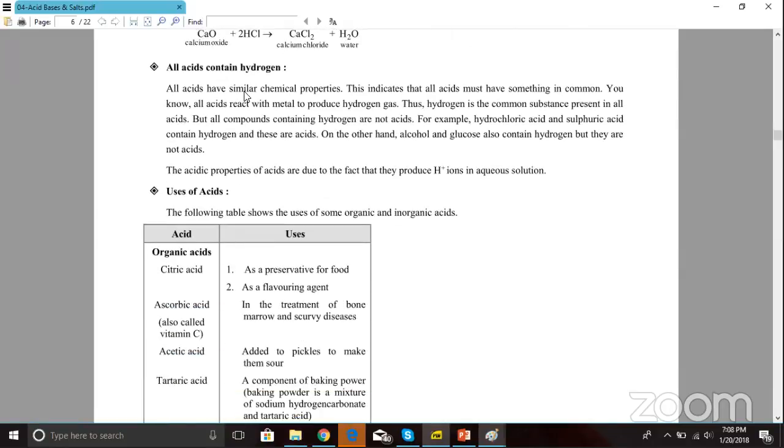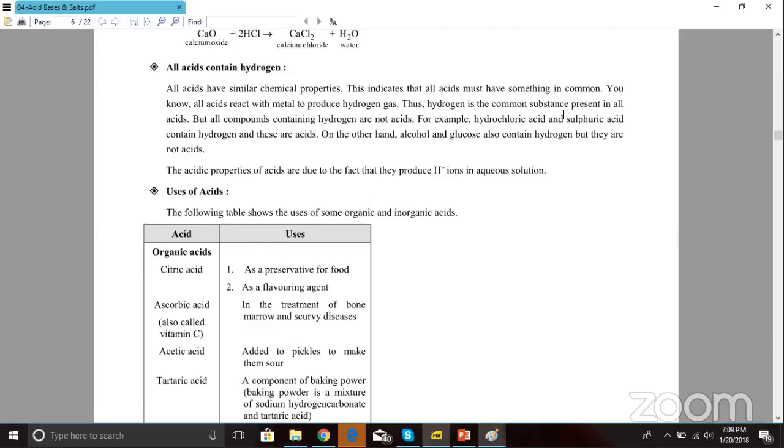Okay. All acids contain hydrogen. All acids have similar chemical properties. They can react with Na2CO3, NaHCO3, and with all the bases. The chemical properties are the same, but the way of reaction will be different, the rate of the reaction. One will react very fast, one will react very slow. That depends upon the strength of the acid, either a strong acid or a weak acid.